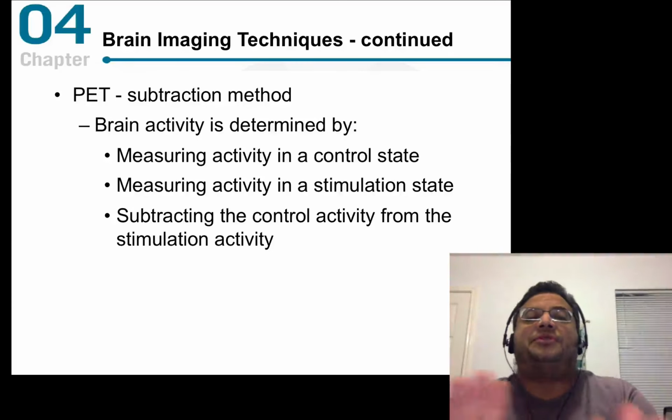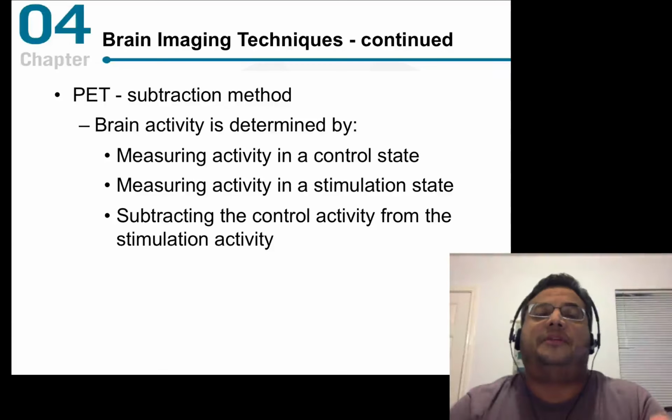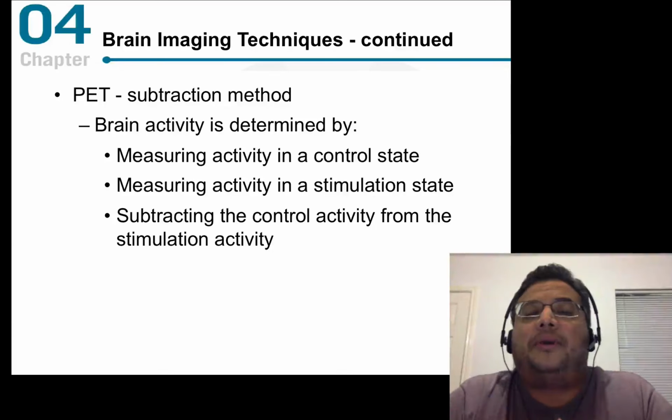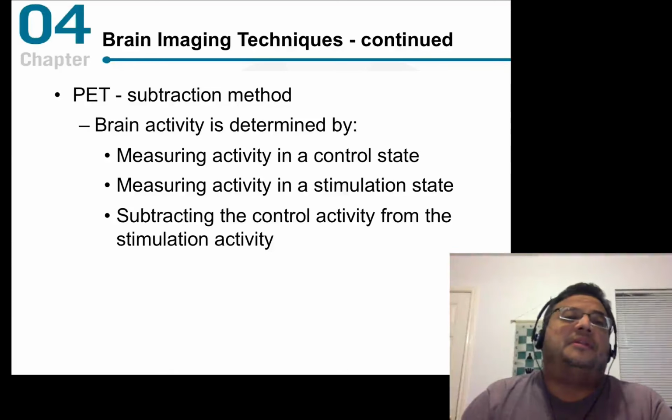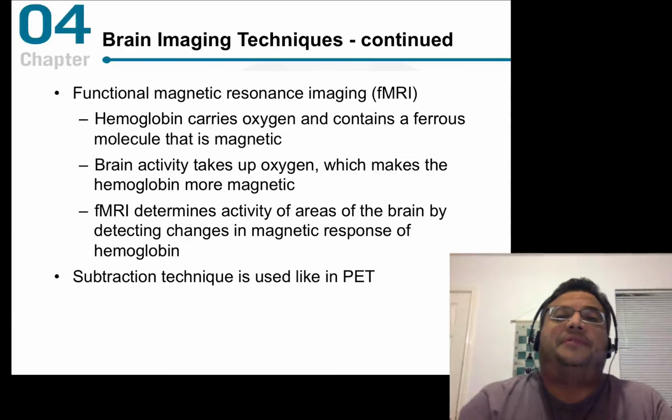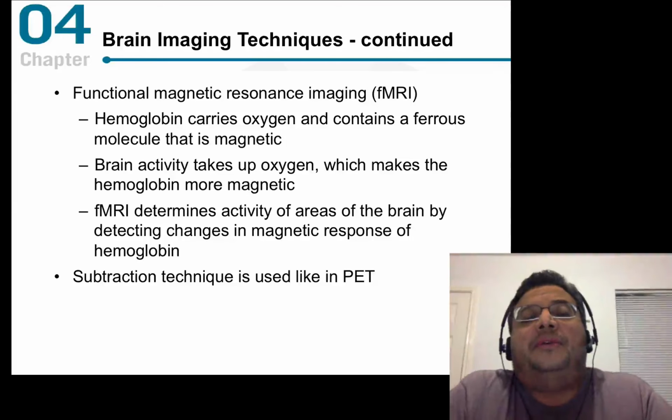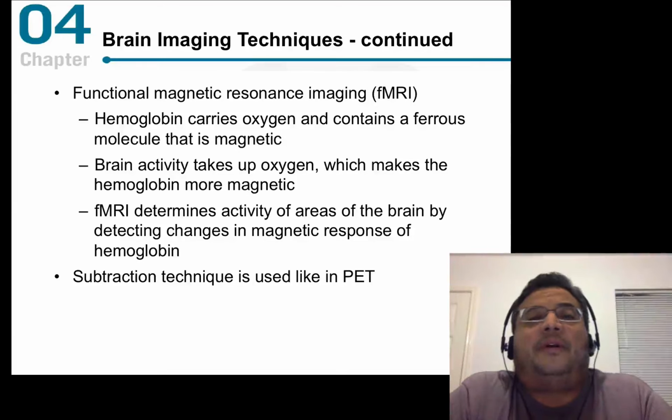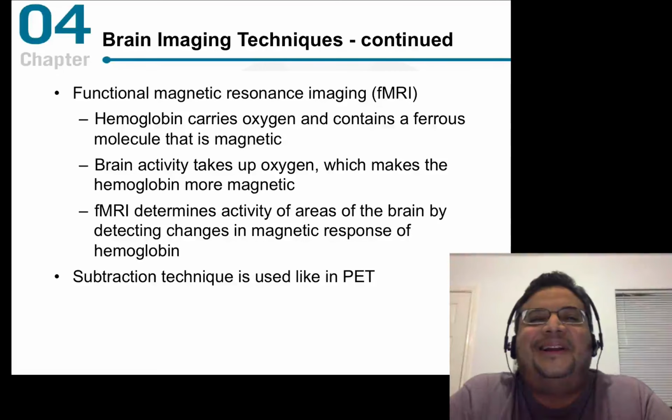And then you take those two measurements, those two radioactive measurements from each part of the brain, and you subtract it. And whatever differences there are, we presume that that's because those parts of the brain are working during the time that the brain is being stimulated. And this is called the subtraction method for obvious reasons. Another method that we use besides PET scanning is fMRIs, functional magnetic resonance imaging.